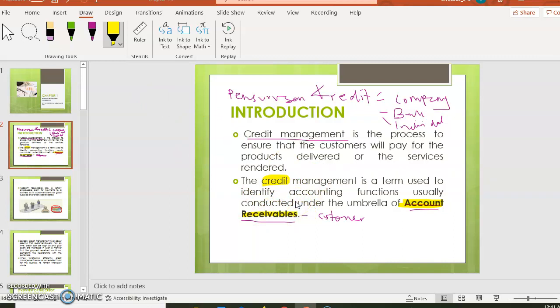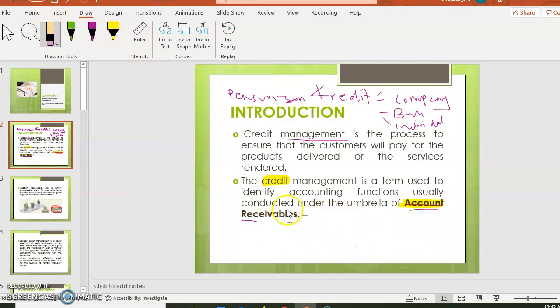Kalau company kita pula yang berhutang, baru kita akan buka account payable. Ini maknanya kita pula yang berhutang dengan pihak lain. Account payable adalah sebelah liabilities, so duit keluar, kita sedang membayar. Tetapi untuk account receivable, duit akan masuk ke syarikat kita. Okay, saya jelaskan macam mana.